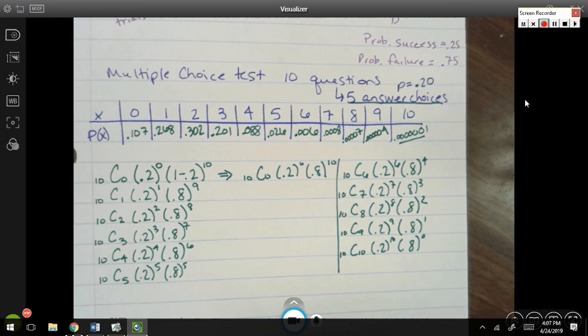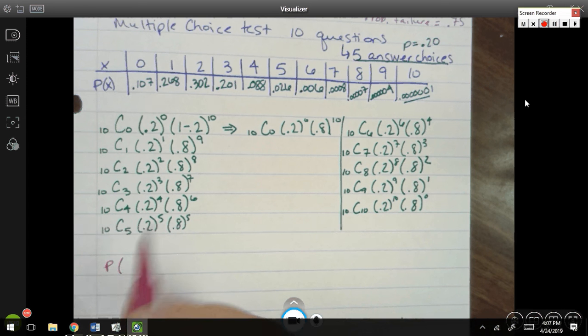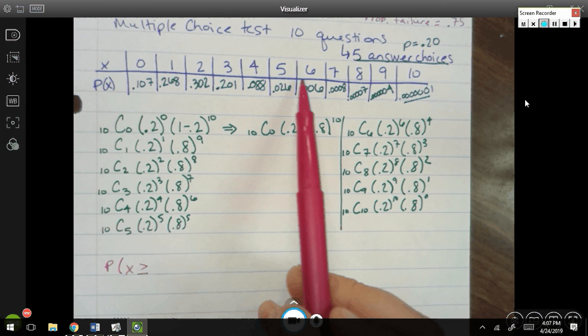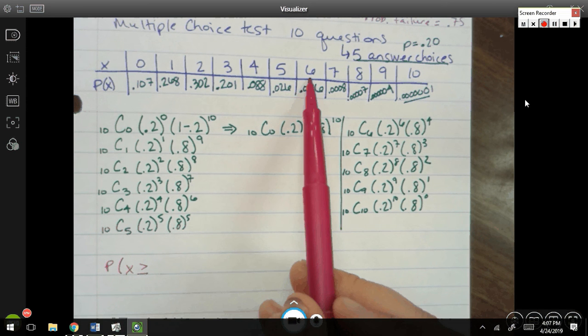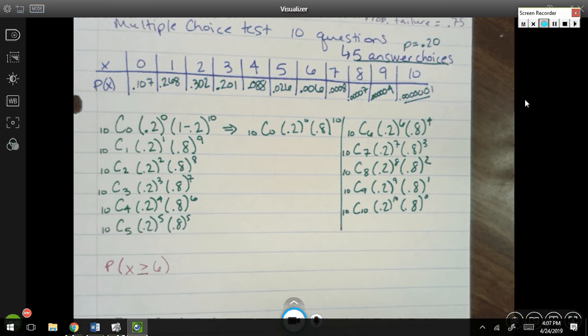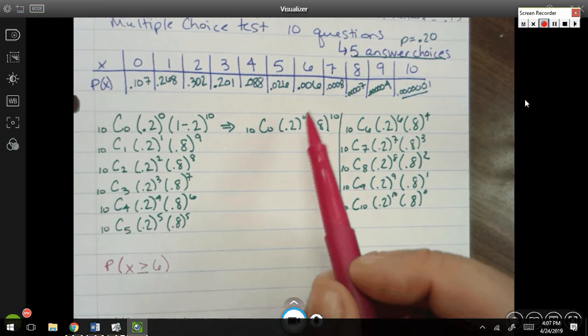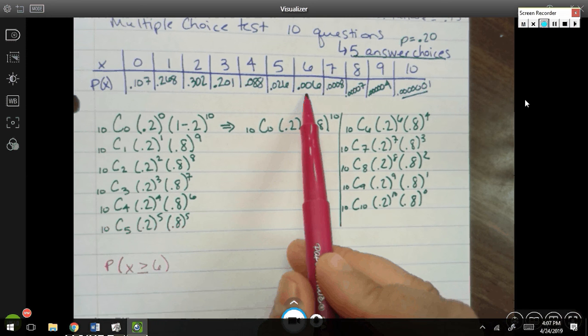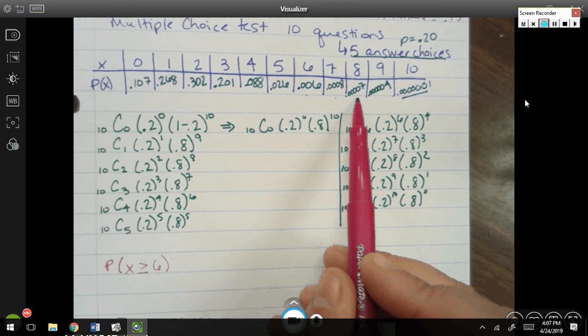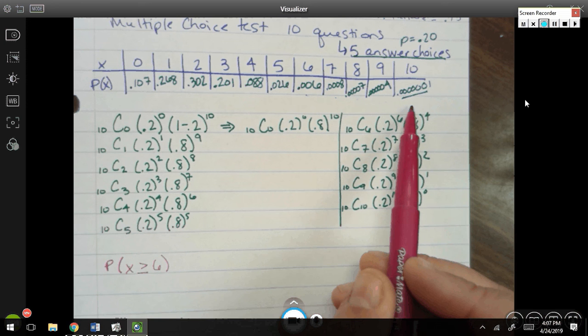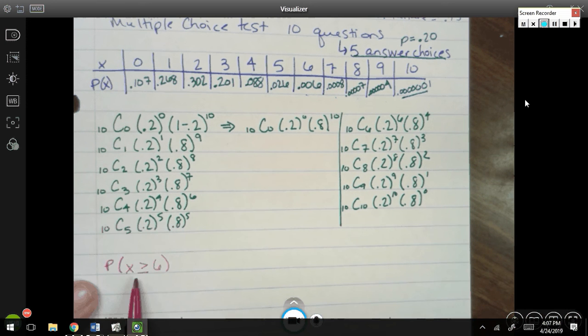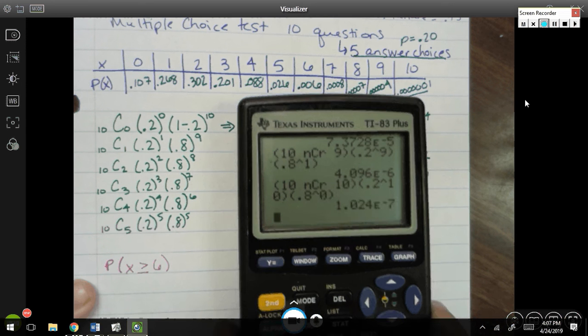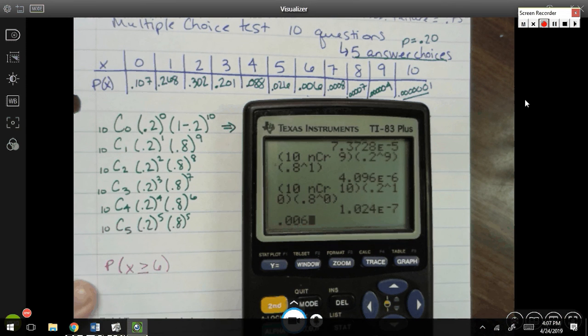So let me ask you a couple questions. Let's do a little analysis on it. What's the probability that, let's say you pass, that x is greater than or equal to, what you would have to get a 60 to pass, so 6 or better, greater than or equal to 6, right? So greater than or equal to 6, that would mean you would need to make a 6, or 7, or 8, or 9, or 10, which of course means I'm adding, right? Because that's what or means in probability. So I need to add from 6 up to 10.